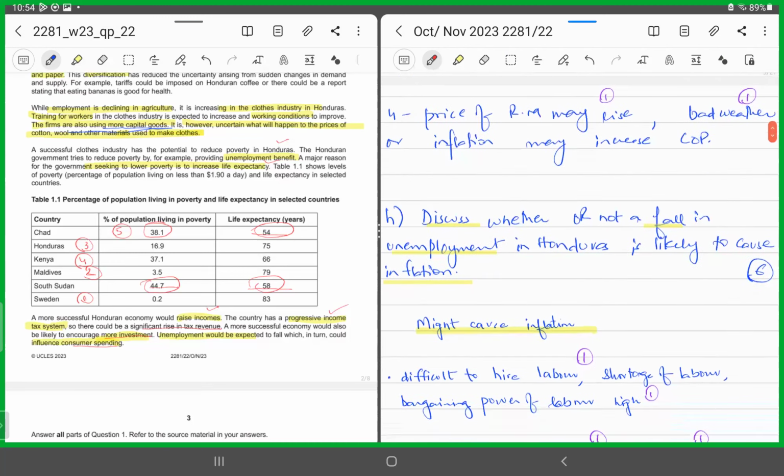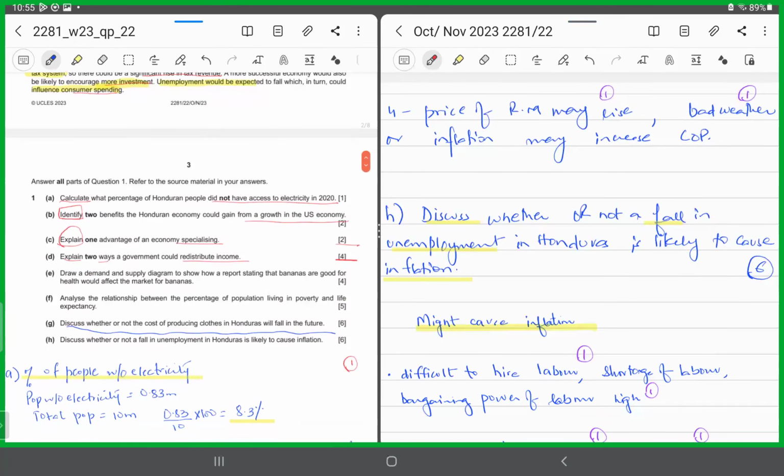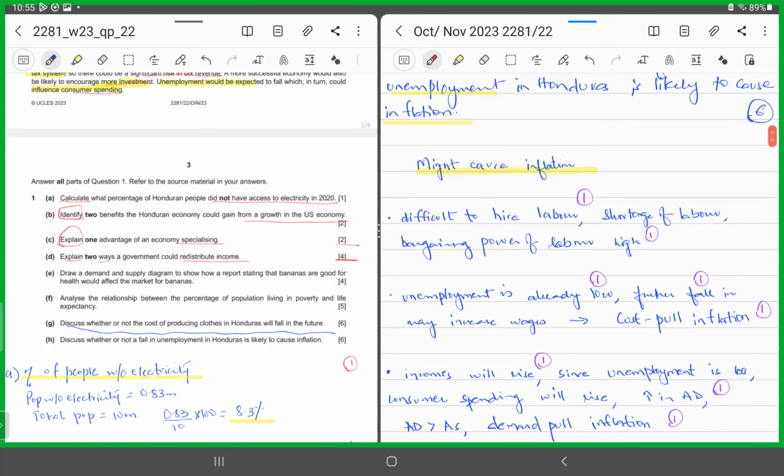All right. Part H is again a discuss question, and it asks us to discuss whether or not a fall in unemployment in Honduras is likely to cause inflation. Now they are asking you what do you think? Will a higher level of employment cause inflation or not? That means unemployment is falling. So what do you say? Again, it's a 6 marker, and we say that yes, it might cause inflation because it's getting difficult to hire labor. It will lead to a shortage of labor, and again, the bargaining power of labor would increase.